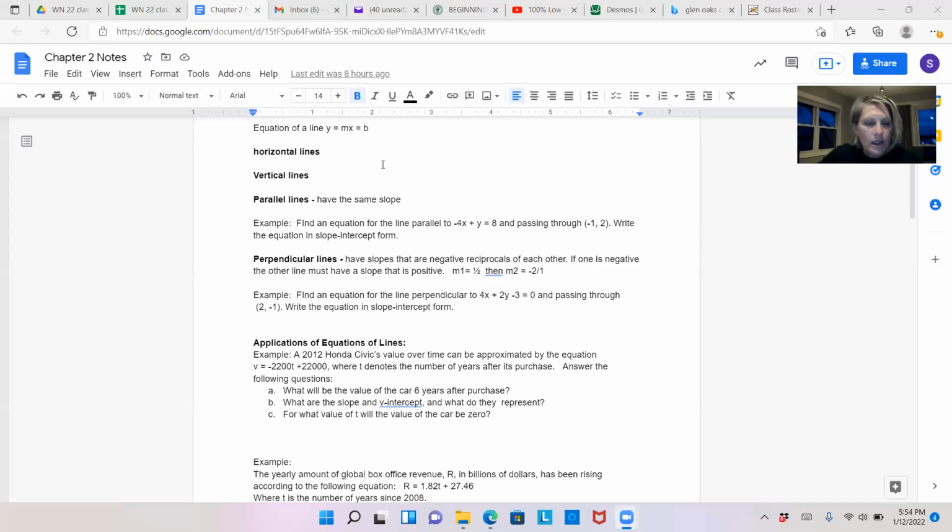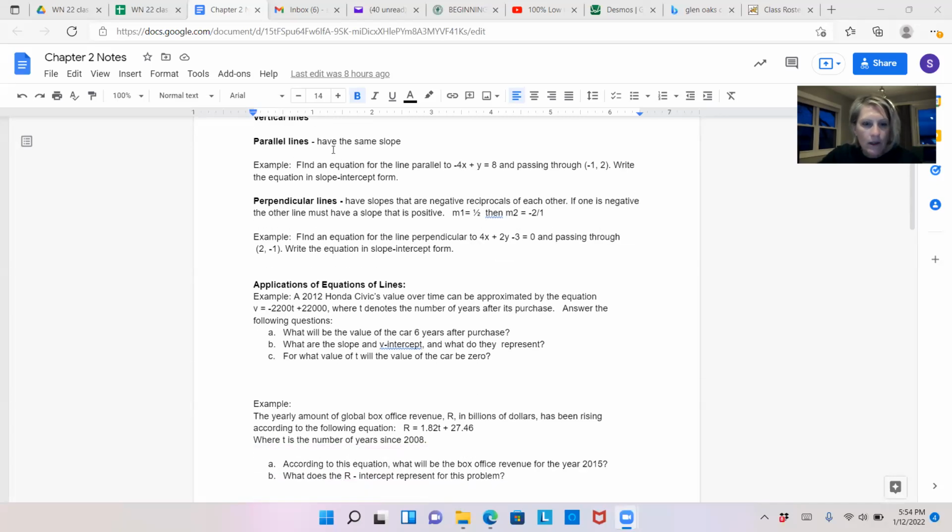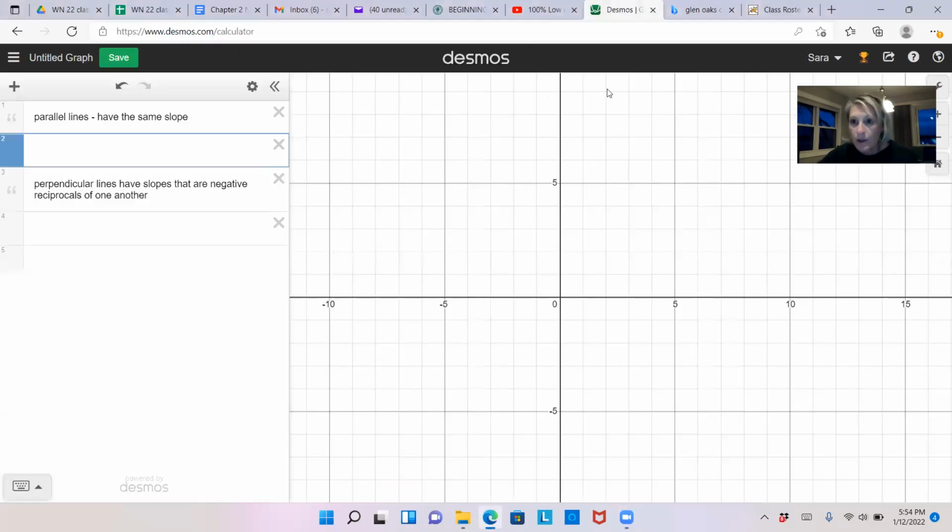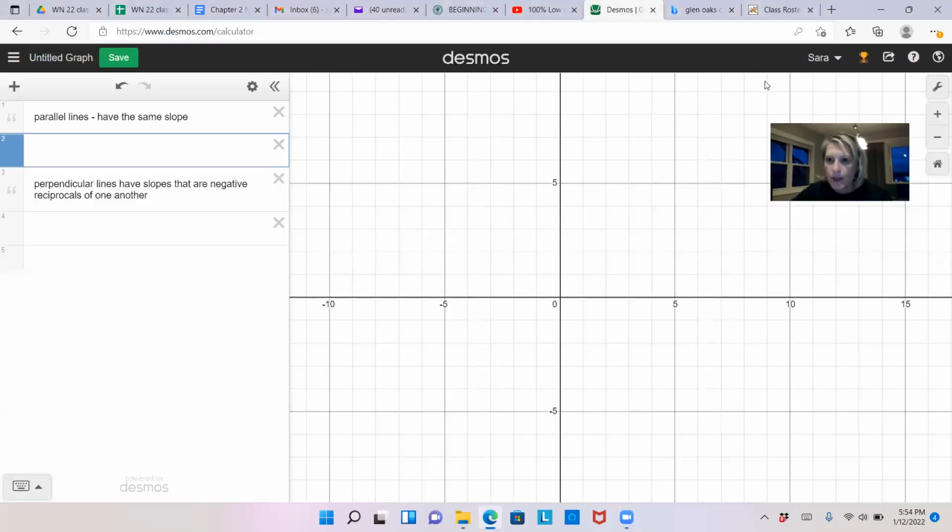So you can see here, I've got notes on parallel lines and perpendicular lines, but I'm going to work out of Desmos mainly, besides my paper here. If we go to Desmos, I've encouraged you to create an account, and you can do that up here at the right where it says my name. You can create a free account. You can use it on your phone. It's easier on your laptop, but you can use it on your phone. And I have my two definitions here of parallel and perpendicular lines.